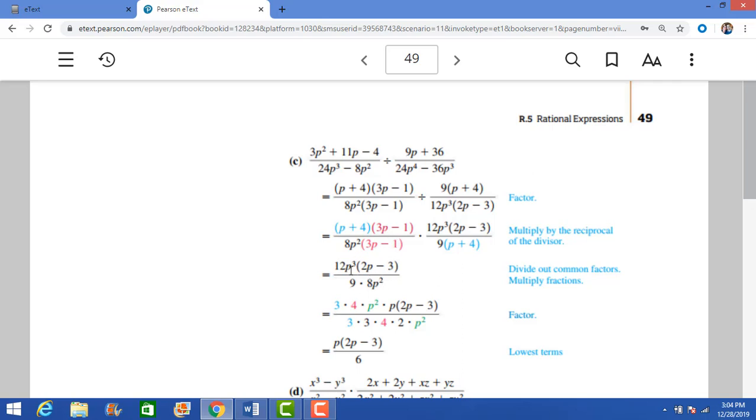And so now let's continue factoring. Let's make this into common factors. 3 times 4, p squared times p. And this factors into this. So now we can cancel this 3 with this 3. This 4 cancels with this 4, and p squared cancels with p squared. And now we get this. Other than that, there's nothing else that can be factored or simplified. And so we're done.